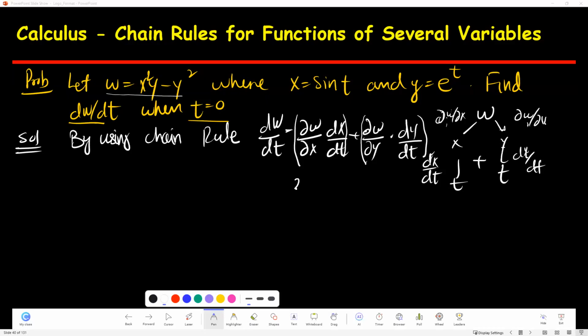So it's going to be 2xy, this is my first function. I'm going to write here. Then I have dx over dt, so x is going to be cos t, right? Plus this guy here. So dw over dy is going to be x squared minus 2y, right?